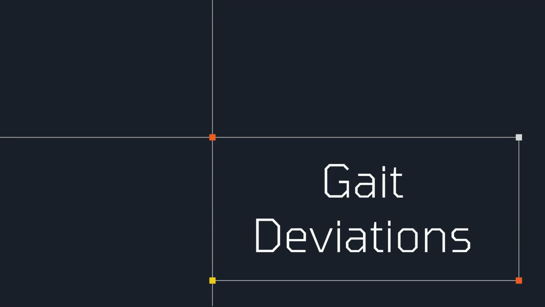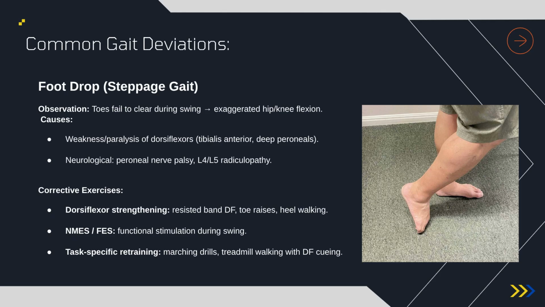All right, we're going to move into gait deviations. Foot drop, also known as a steppage gait. What you will observe are the toes fail to clear during swing. Exaggerated hip and knee flexion, also known as high stepping. It's often worse with fatigue or increased walking speed. And it may be presented unilaterally or bilaterally.